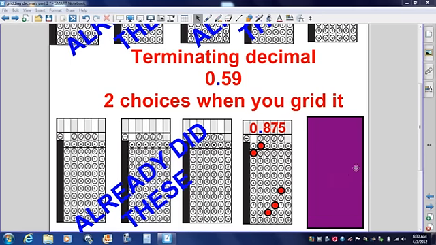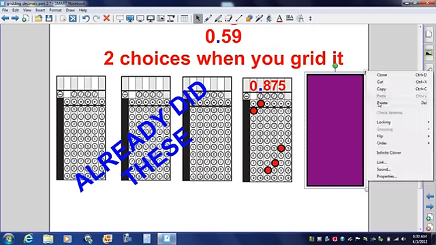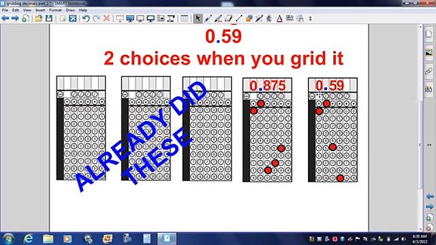And we'll practice one more if you had a terminating decimal on the FCAT like 0.59. Again, 2 choices when you grid it, just like the last one. You could either put in 0 decimal point 59, or you don't have to put the 0 in for the placeholder. You could just put in 0.59. Both answers are acceptable. Both answers are equivalent. So you should have the last two grids in the second row filled in now. Your choice of either with a placeholder of a 0 or no placeholder of a 0.